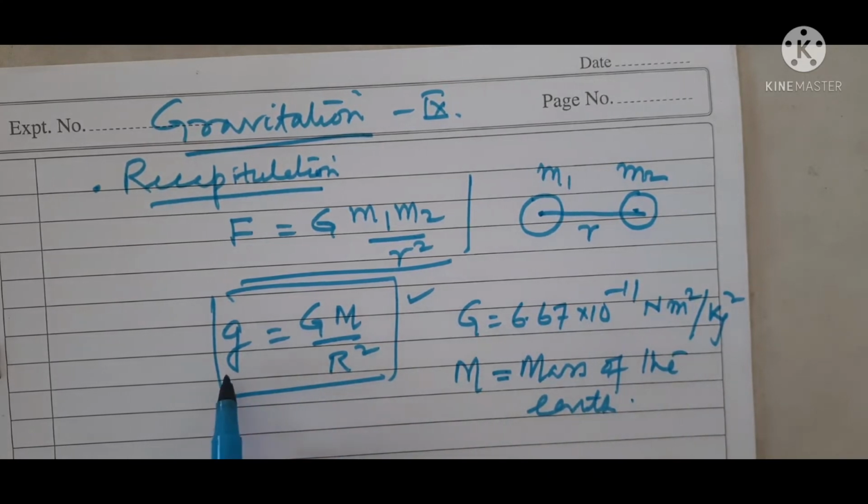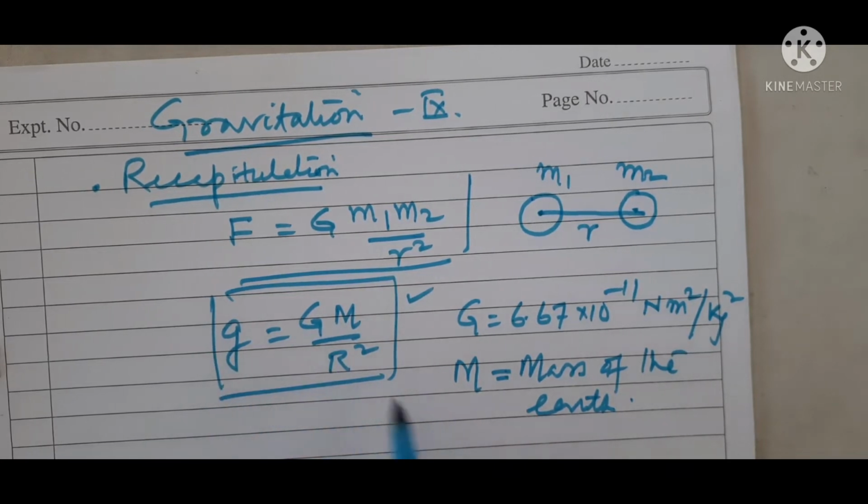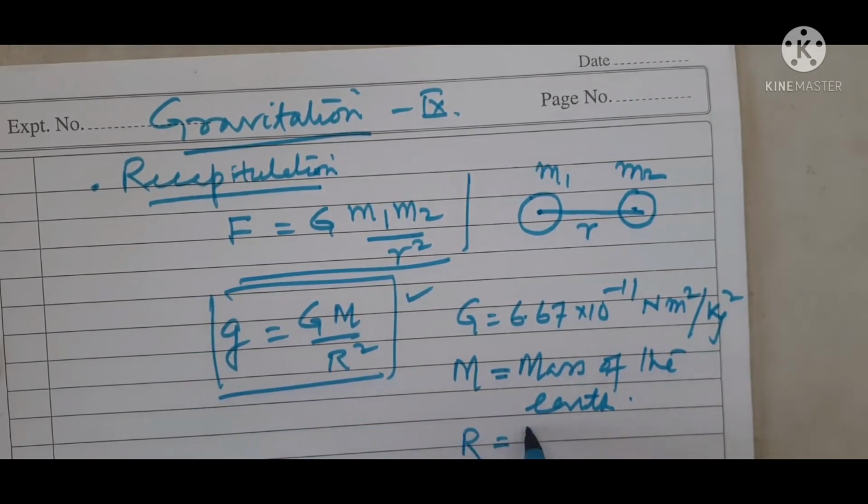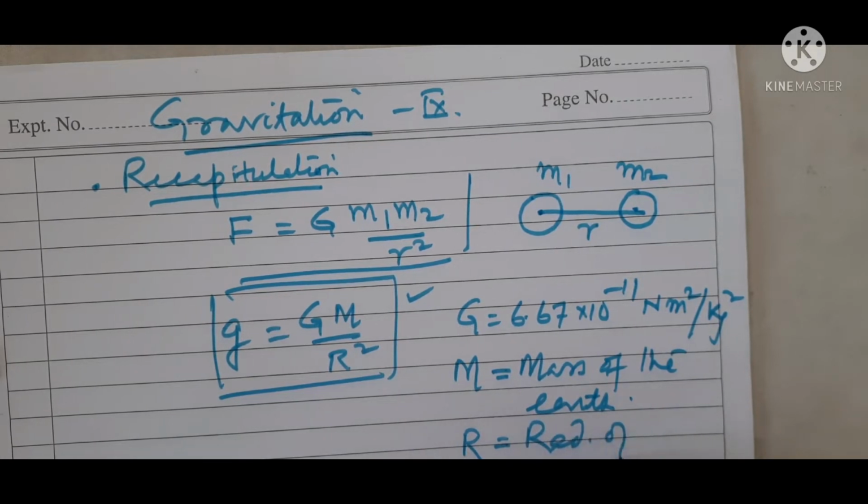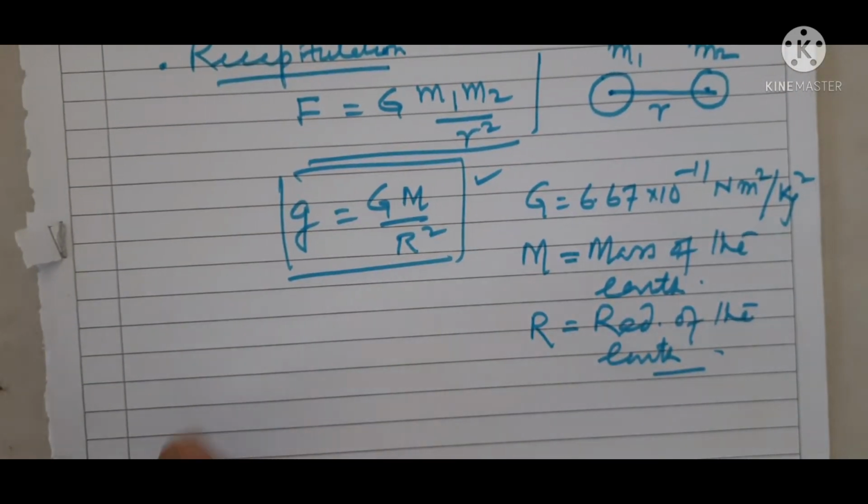Because we are taking here the acceleration due to gravity on the surface of the earth, m is the mass of the earth and r is the radius of the earth. Very important formula, right?